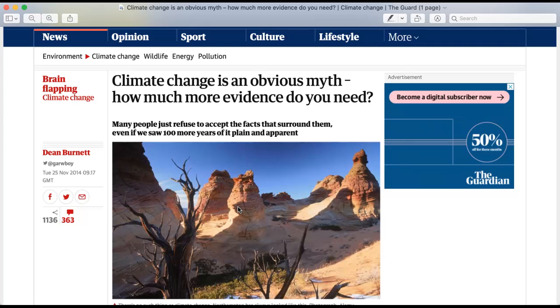But then there are some issues which are always arguable and which are always debatable. Climate change is an issue of that kind. Many people believe in climate change and many people do not believe in climate change. And this article is about climate change.